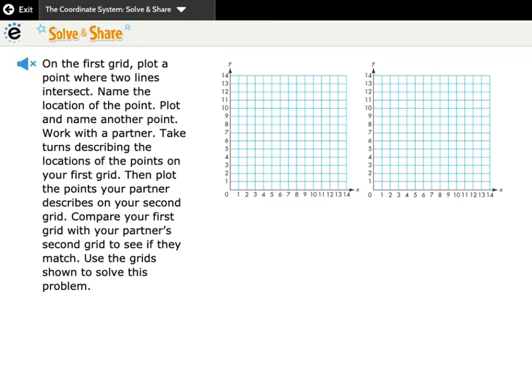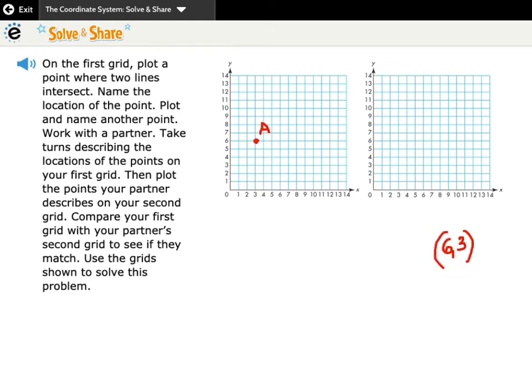Use the grids shown to solve this problem. Okay, so for example, I have a student. We are having exercises on naming points on the coordinate grid. So for example, this is my point, and I call it point A. I asked my student to name the location of this point on the coordinate grid, and she said it is 6, 3.